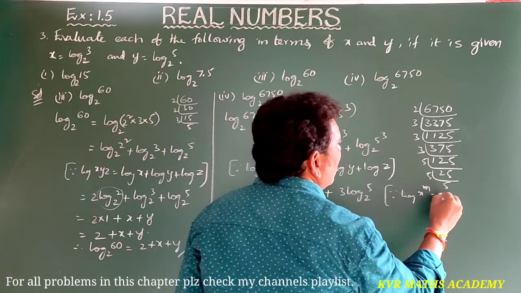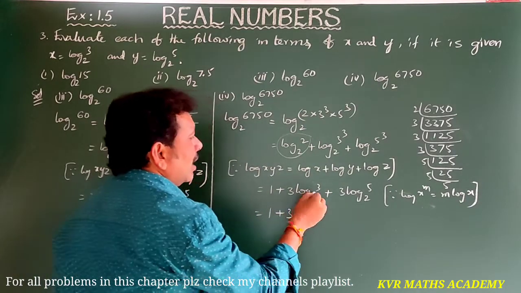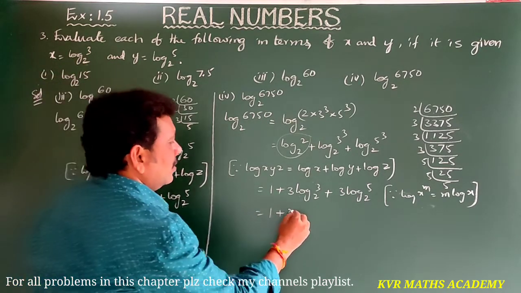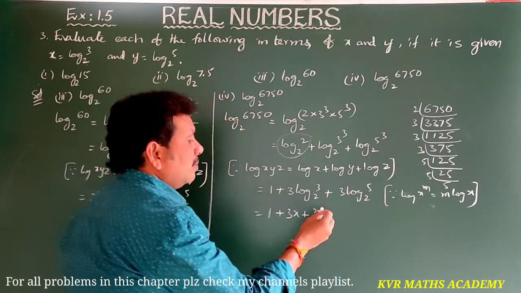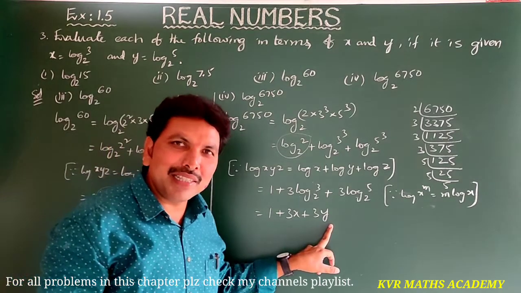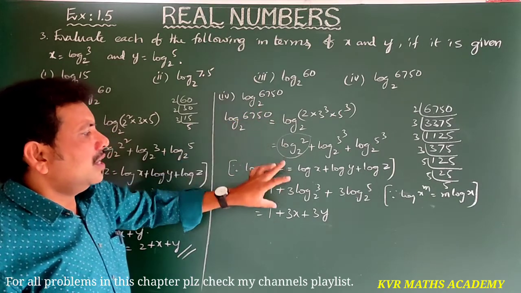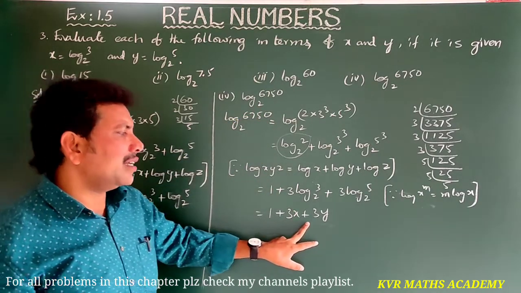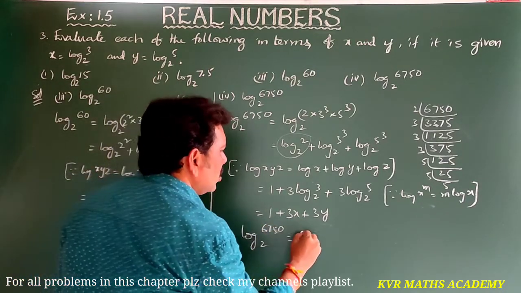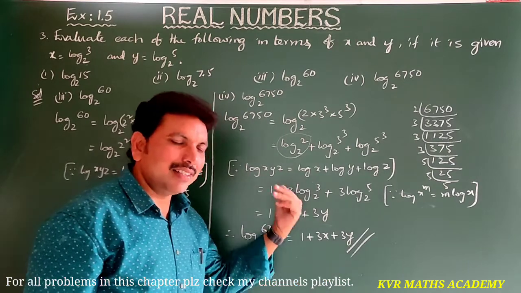Understood? So 1 plus 3 into log 3 to the base 2, which according to the data is x, plus 3 into log 5 to the base 2, which is y. So we have got 1 plus 3x plus 3y. Log 6750 to the base 2 in terms of x and y is 1 plus 3x plus 3y. Have you understood clearly? Yes, note it down.